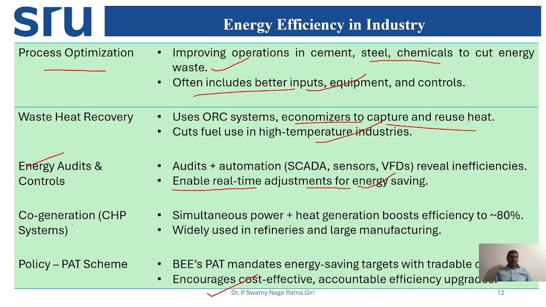Then we have co-generation or CHP systems, which should be installed, generating power plus heat and boosting efficiency up to 80%, widely used in refineries and large manufacturing units. The policy PAT scheme is very important. Here PAT mandates energy saving targets with tradable credits, which encourages cost efficiency and accountability.